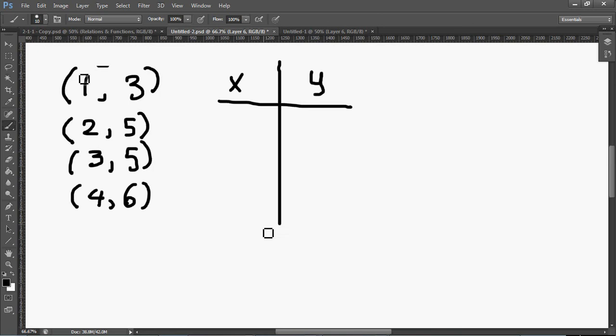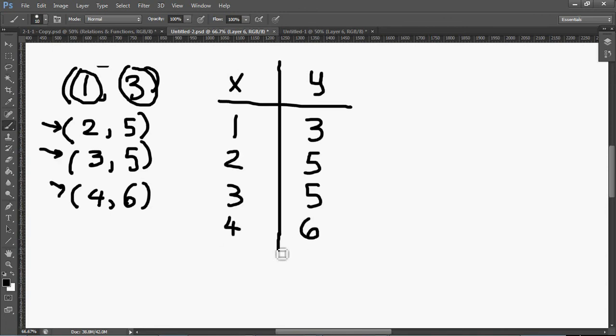So for example, the first x here is the number 1. I'm going to copy it over. The first y is the number 3. I'm going to copy that over. The second x here is the number 2. The second y is 5. The third one here, that's 3 and 5. And then the fourth one here, that's 4 and 6. And that's it. I've represented my relation as a table.